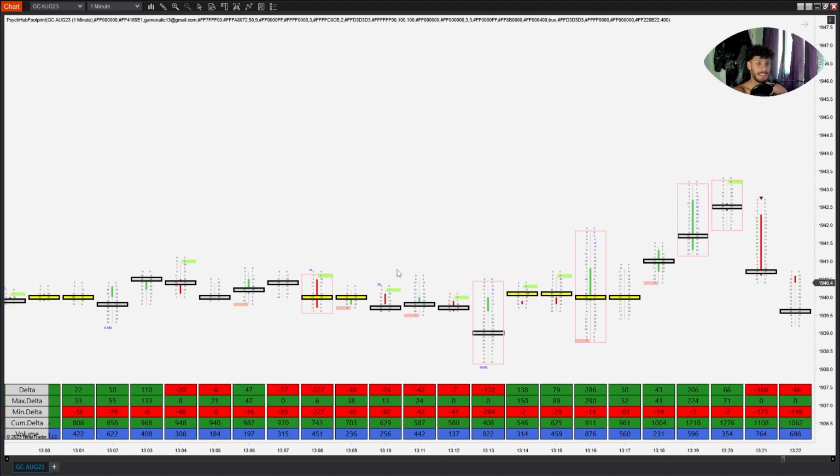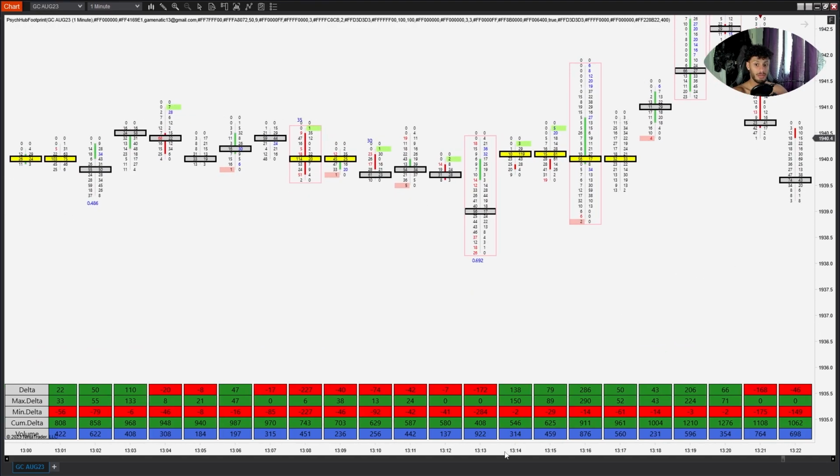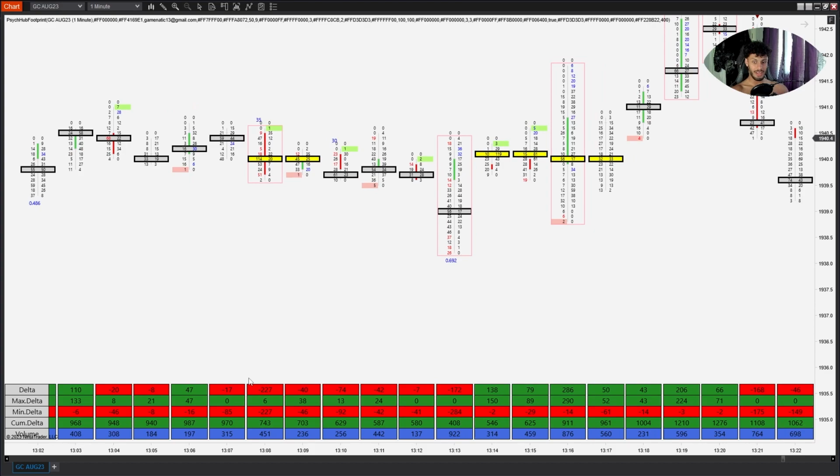What I want to see is a clear imbalance in one direction, where one side is completely overpowering the other side. This is when I'm interested. So I will keep waiting until the buyers overpower the sellers before looking for an entry. As you can see right here, the sellers are essentially overpowering.